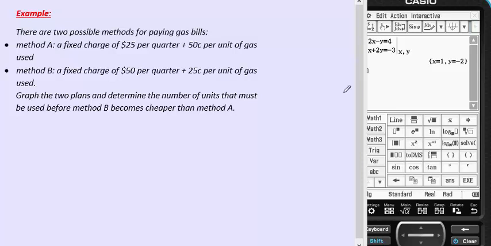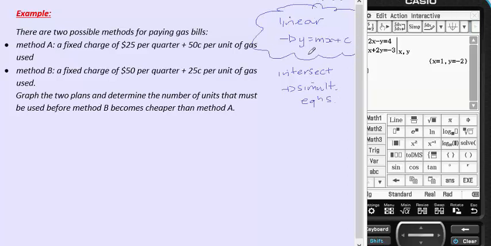We've got a business function here which requires us to make two linear graphs and find the intersection. So remember, if I need to make a linear graph, then I'm using y equals mx plus c. And if I need to find the intersection, then I'm using simultaneous equations. So here are the two skills that I need to make sure I've got going for this question.